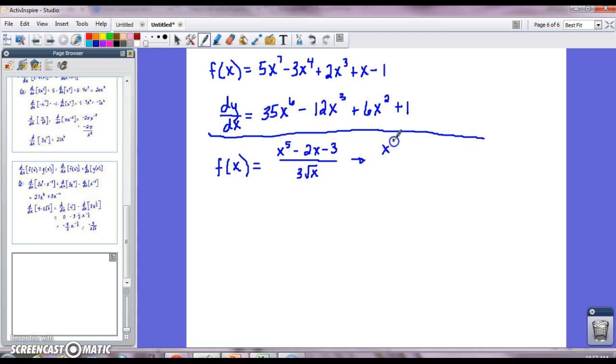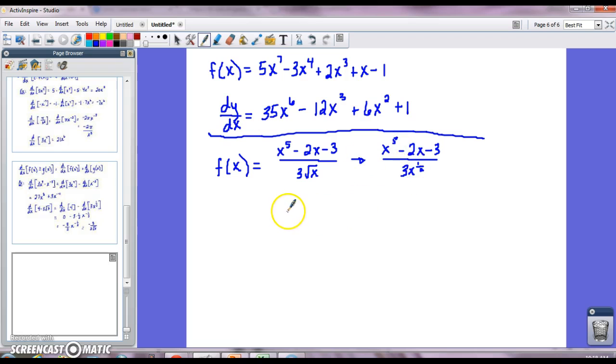And if I put that in the right terms, that would give me x to the 5th minus 2x minus 3 over 3x to the 1/2. And wouldn't that be great if you could just do the derivative, or dy dx, of x to the 5th minus d dx of 2x minus d dx of 3, and then divide that by d dx of 3x to the 1/2? Right? That would be easy, but you can't do that. We're going to talk about quotient rules a little bit later on.